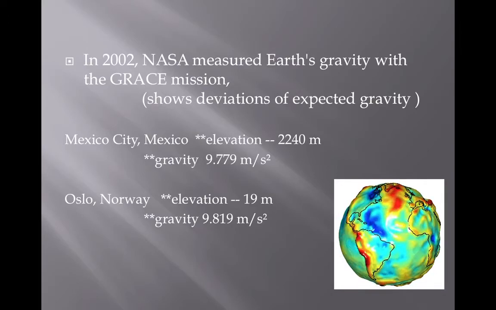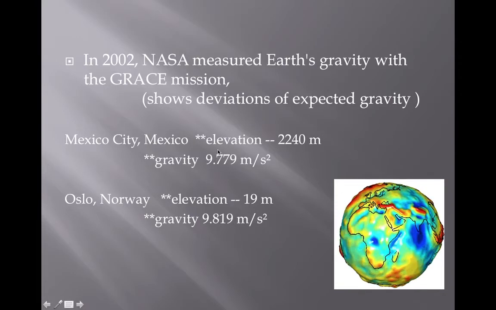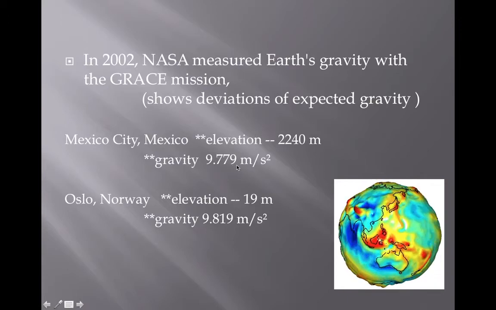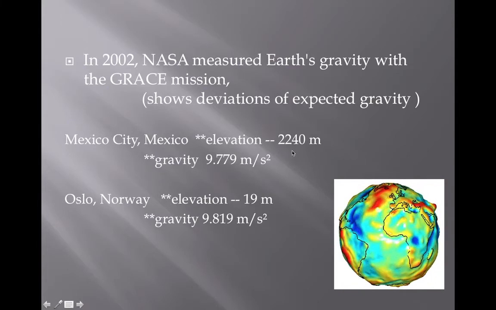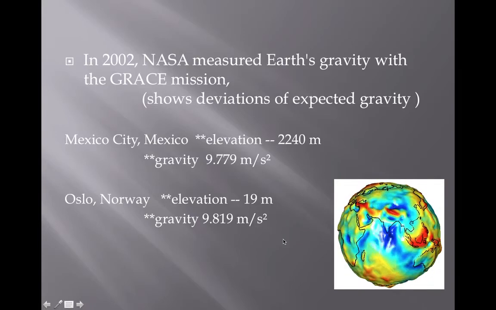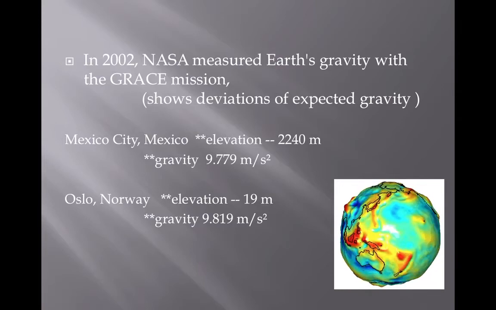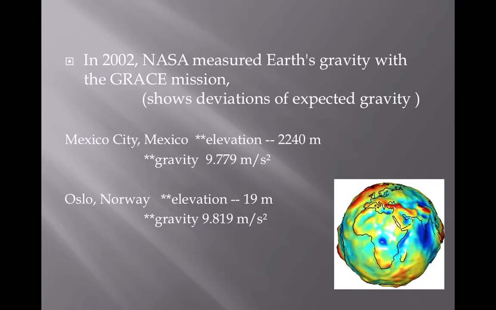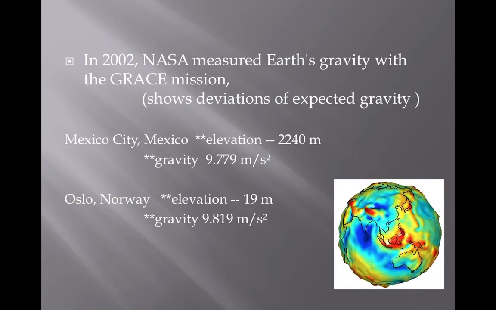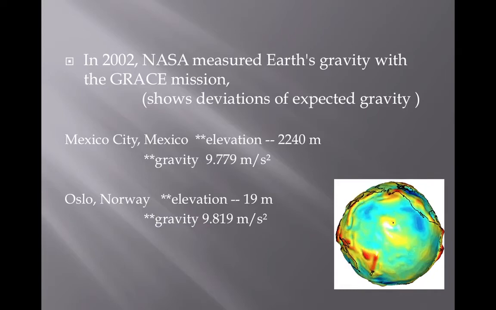Gravity is not exactly 9.8 everywhere. In Norway, it's 9.819. In Mexico City, it's 9.779. So gravity is a little less because it's a little higher. The higher you are, the less gravity. So when you climb mountains, you actually weigh a little less. And not because you're losing weight climbing those mountains. It's because the gravitational pull is less. The farther you get away from the center of the earth, the less you weigh.